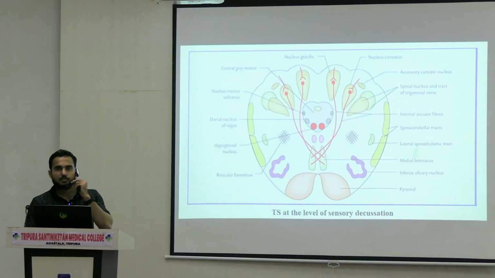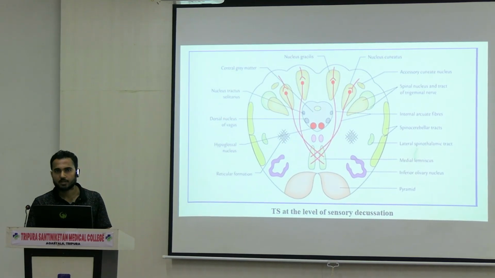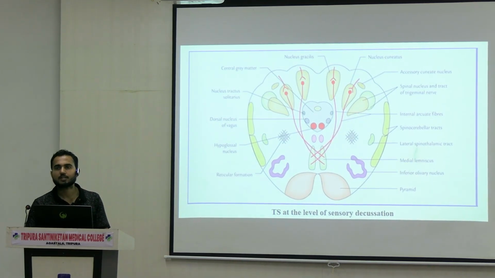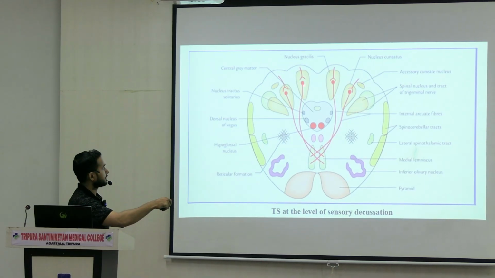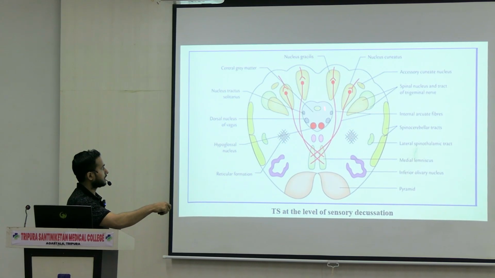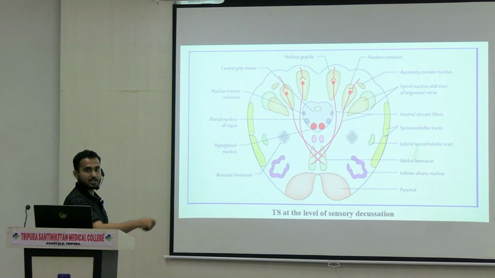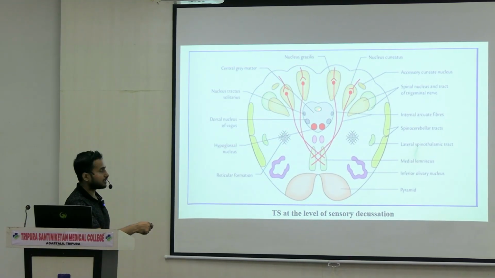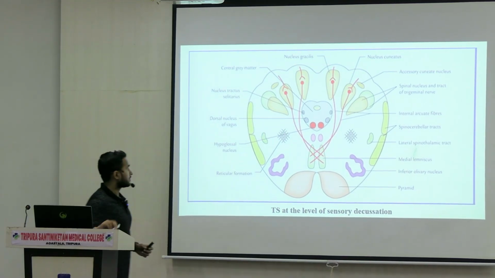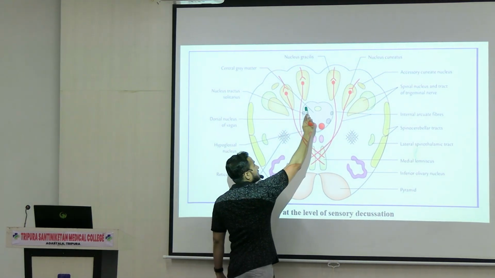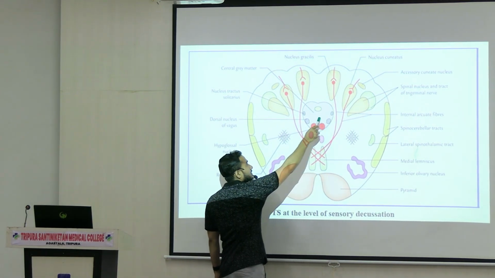So first we have to study the grey matter. In grey matter, especially if you go to the posterior aspect, this is the central grey matter. Can you see the central canal? This is the central canal, and around that is the central grey matter.